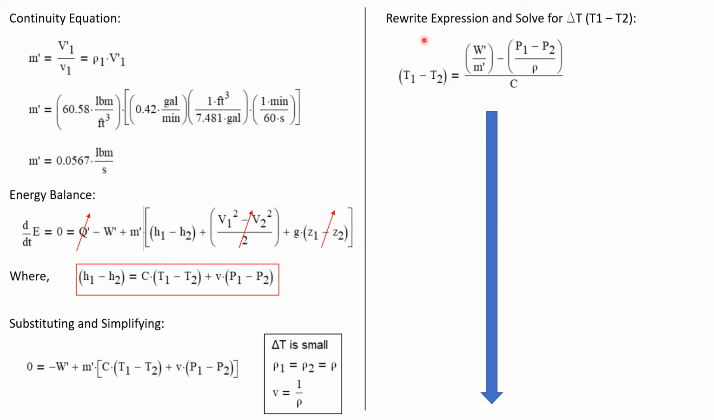So let's rewrite the expression and solve it for delta T, which we'll just leave in the form T1 minus T2. So we have T1 minus T2, or delta T in this case, is W dot divided by m dot minus the expression P1 minus P2 divided by the density, and that entire numerator divided by the specific heat.